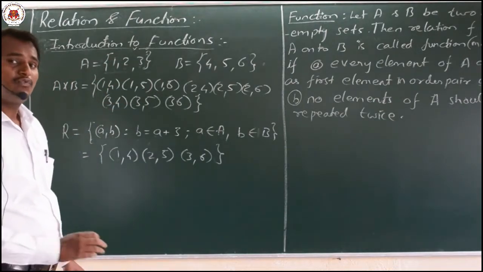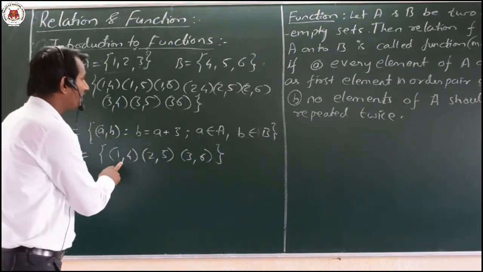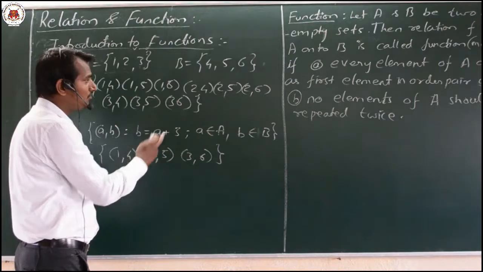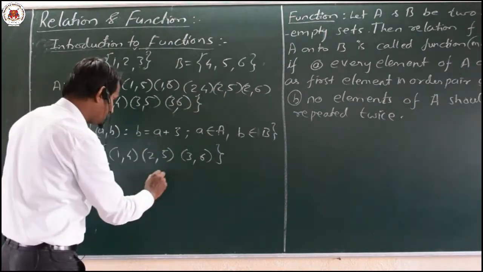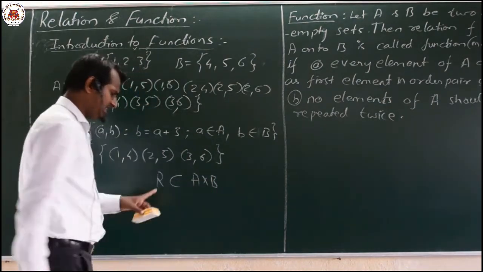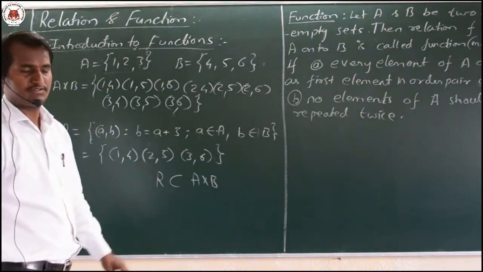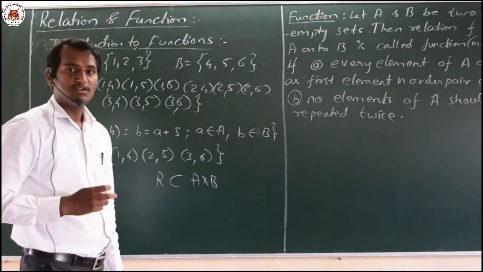Now here, how can we define the function? This is all we had learnt. You can observe that (1, 4) we have here, (2, 5) we have here, and (3, 6) is also here. So here our relation R is a subset of A cross B. That itself is the definition of our relations. Now let us start with our main important topic, that is functions.